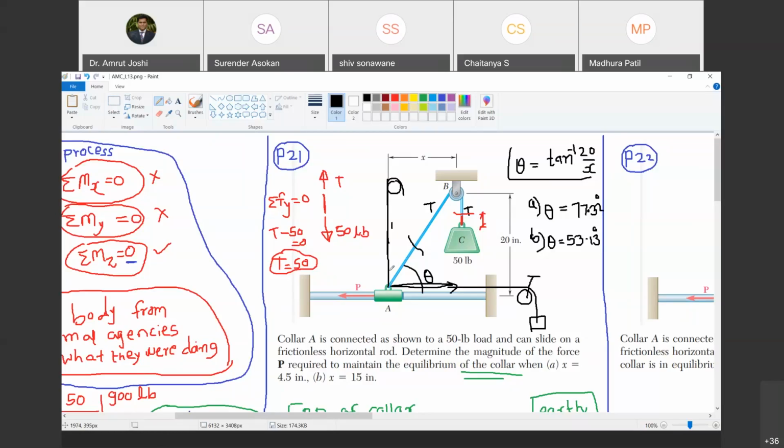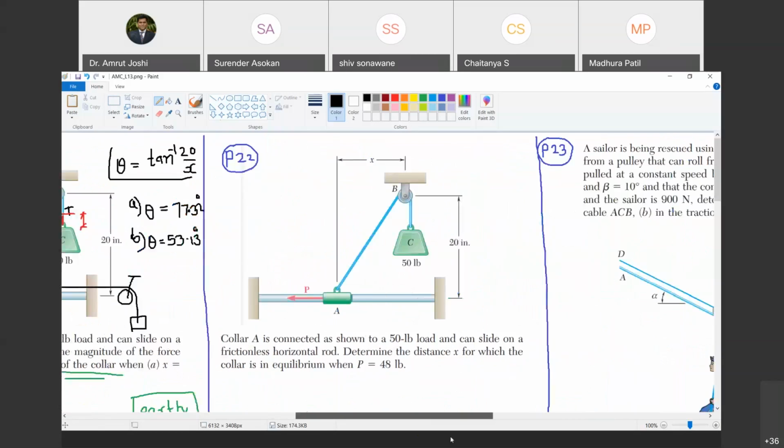Yes. समझ में आ रहा है? थीटा जैसे जैसे बढ़ता जाएगा वैसे वैसे P की वैल्यू कम होती जाएगी, क्योंकि स्ट्रिंग के टेंशन का हॉरिजॉन्टल कंपोनेंट भी कम होते जाएगा. Happy? Yes, sir. So with this insight, now let us try to guess the solution for the next problem.